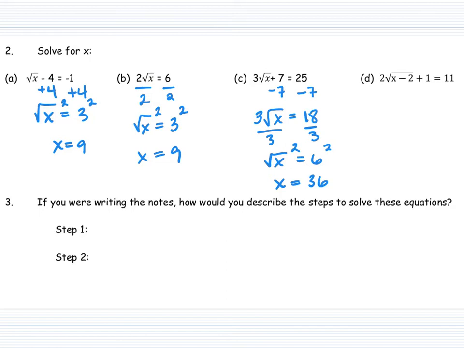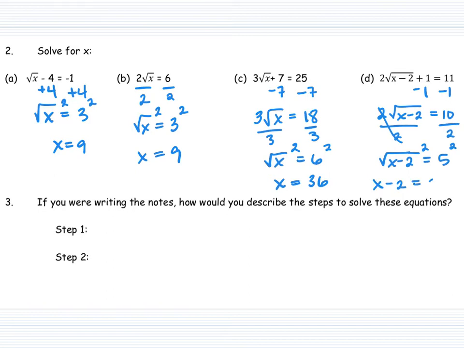On the last one, get rid of the 1. So we'll subtract 1 from both sides. 2 times the square root of x minus 2 equals 10. Divide both sides by 2. Make sure you understand that that 2 only affects the 2 out in front. It doesn't affect what's happening underneath that square root sign. So we've got the square root of x minus 2 equals 5. Once we have the square root part alone equaling something else, then we square both sides. And we're left with x minus 2 equals 25. So we got one further step. So x equals 27.